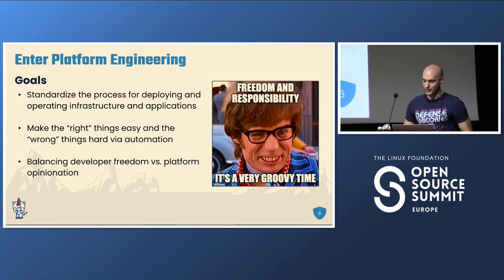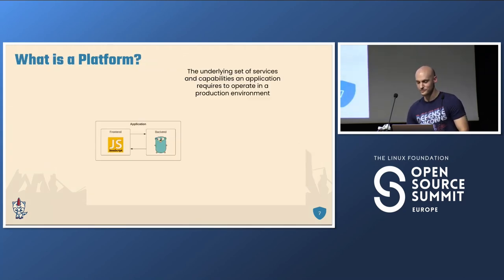Okay, so we've talked quite a bit about the motivation for platform engineering and the problems it's trying to solve, but let's take a couple steps back here and talk about what exactly a platform is and what it takes to run an application in a production environment. So in its simplest form, a platform is just the underlying set of services and capabilities that an application requires to run effectively in a production environment.